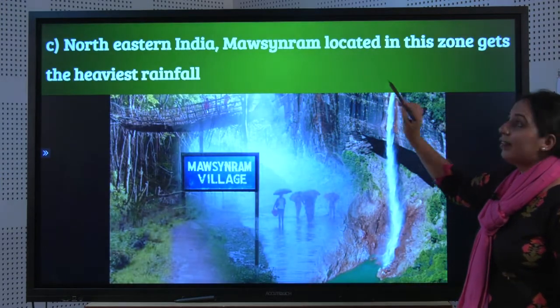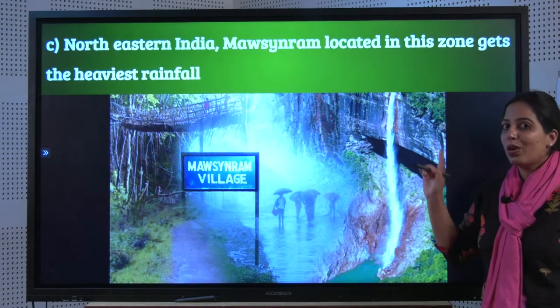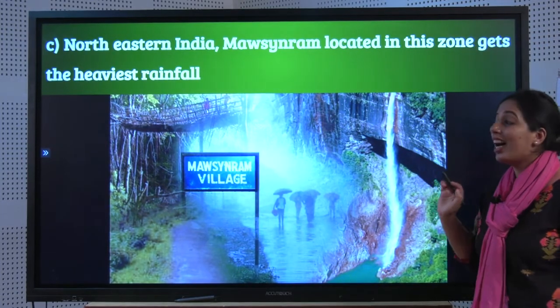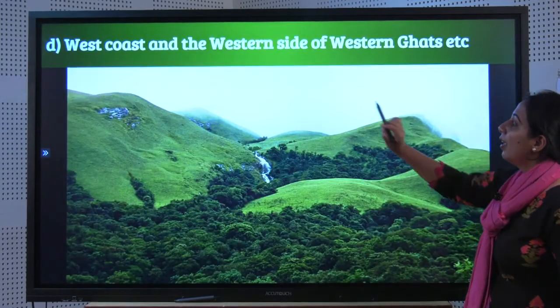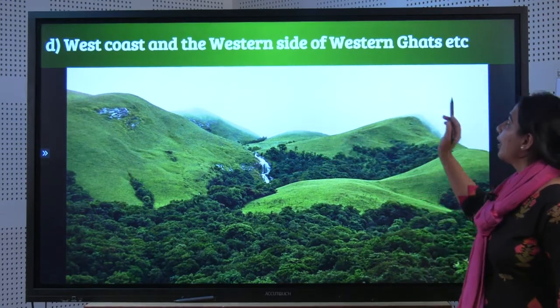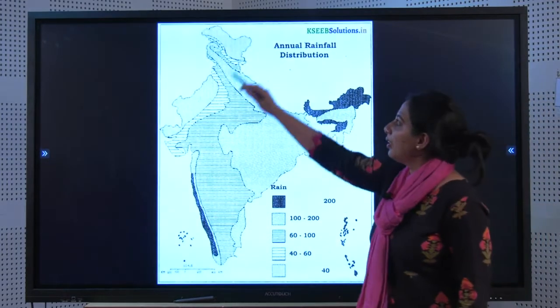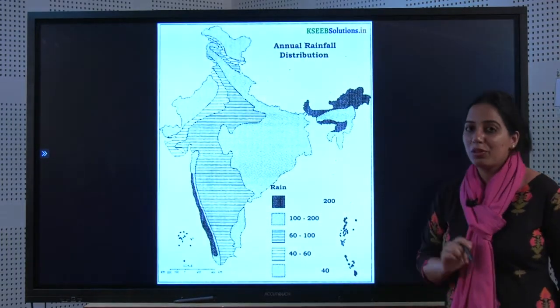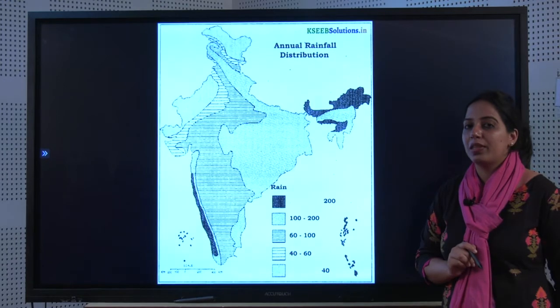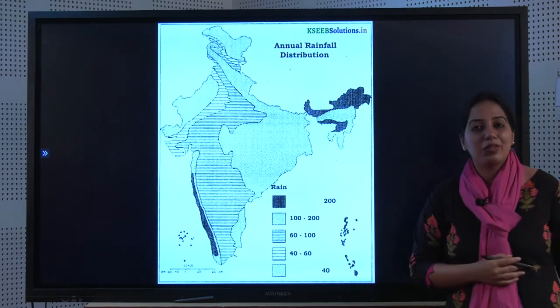Northeast India, where Mawsynram is located. You all also learn the spelling, the region with the highest rainfall. West coast and the western side of Western Ghats. This is how the map appears. It is important from the examination point of view as well. This brings us to the end of the chapter.